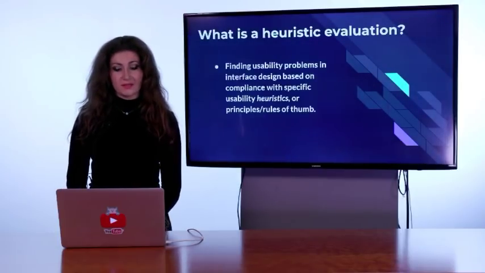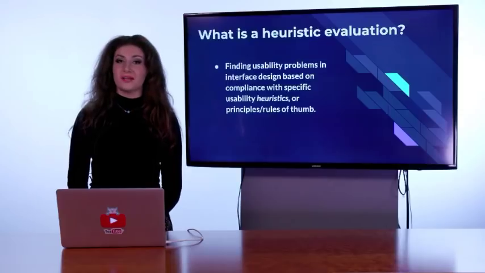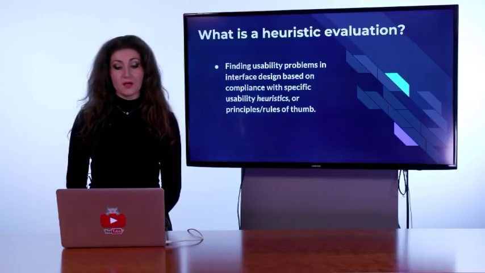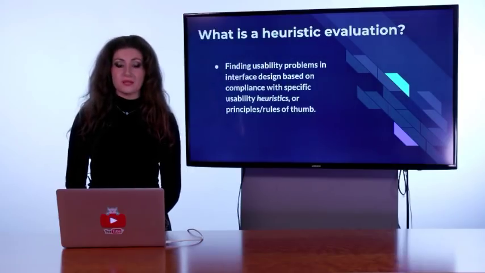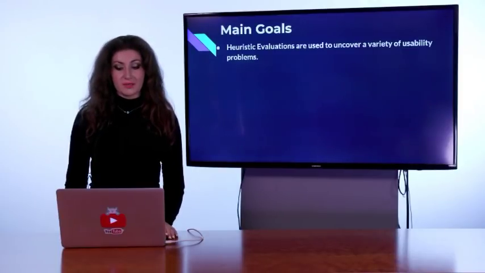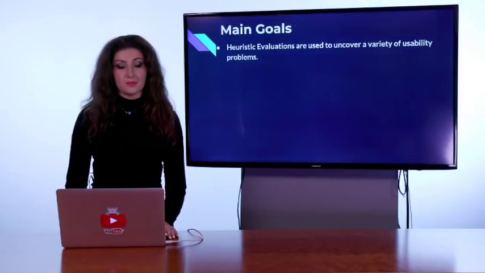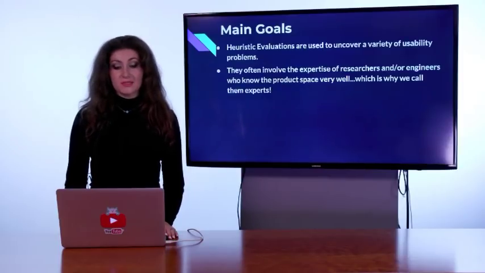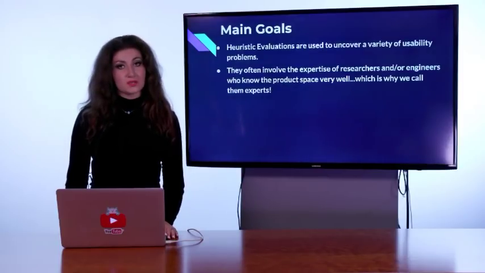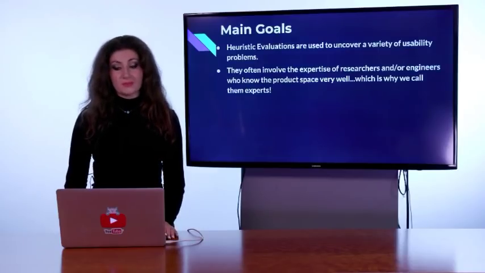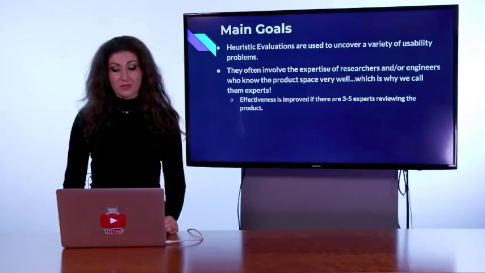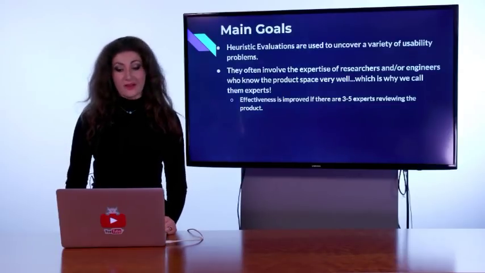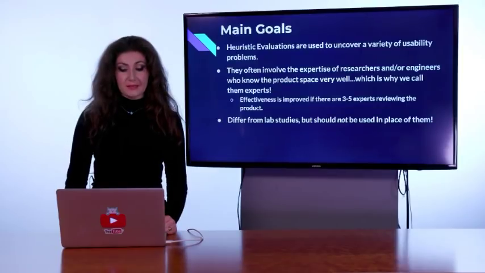So what is a heuristic evaluation? A heuristic evaluation is defined as finding usability problems in interface design based on compliance with specific usability heuristics, or principles and rules of thumb. The main goal of a heuristic evaluation is to uncover a variety of usability problems. Heuristic evaluations typically involve the expertise of researchers and/or engineers who know the product space very well, which is why we call them experts. The effectiveness of such an evaluation is improved if there are 3 to 5 experts reviewing the product at the same time.